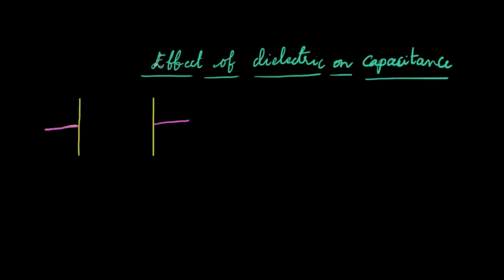Effect of dielectric on capacitance. Consider a parallel plate capacitor. We have positive charge here and negative charge here, so we will have some electric field. Say the electric field developed here is E.